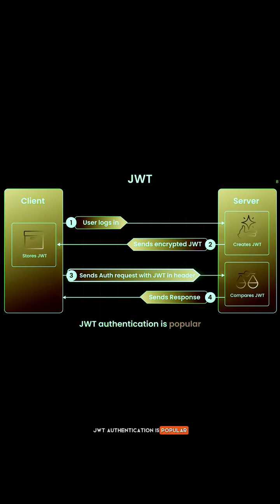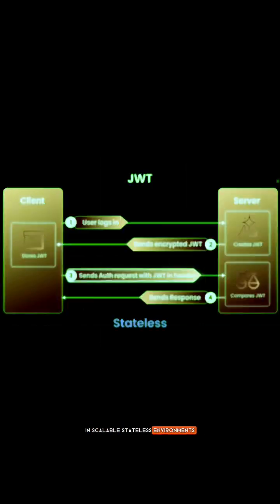JWT authentication is popular because it allows the server to issue tokens that clients can use to authenticate themselves in future requests. That token contains information about the user and is signed, meaning it can't be tampered with. It's stateless, so the server doesn't need to store session data. JWT authentication has become a go-to solution for securing APIs in scalable, stateless environments.